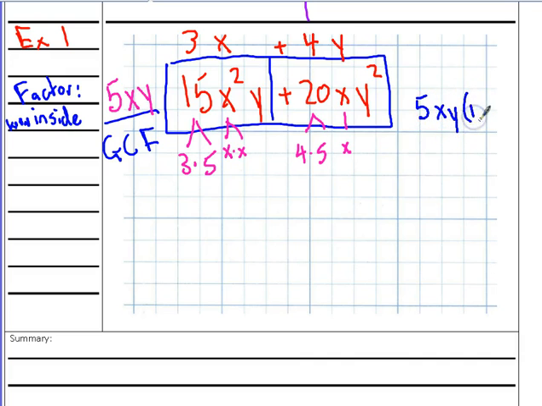times 3x plus 4y. Okay, so let me pause there for a second so that you can write those down.